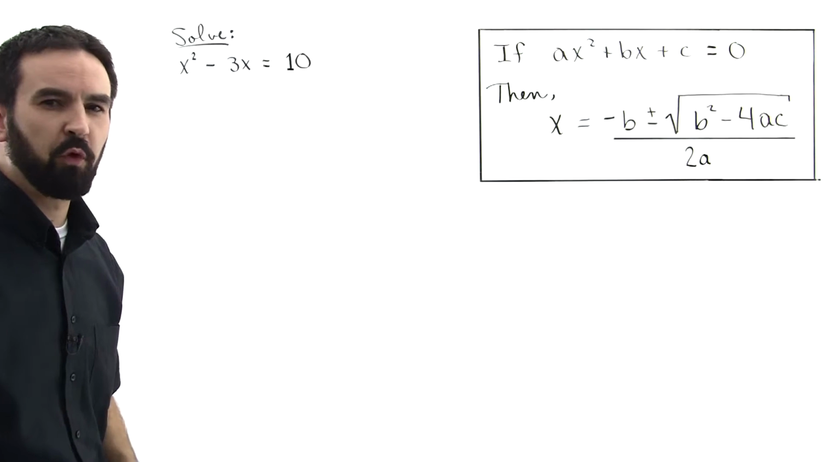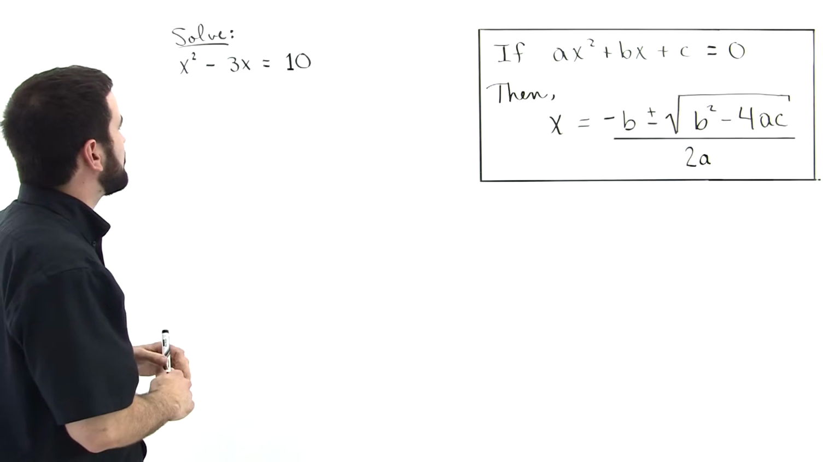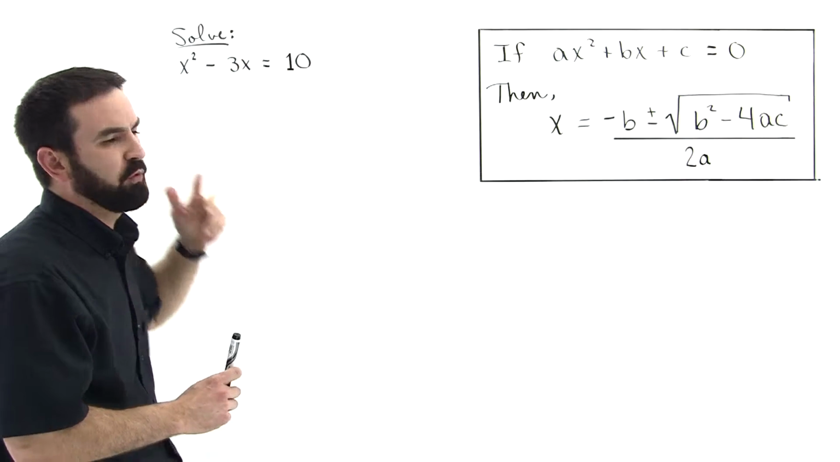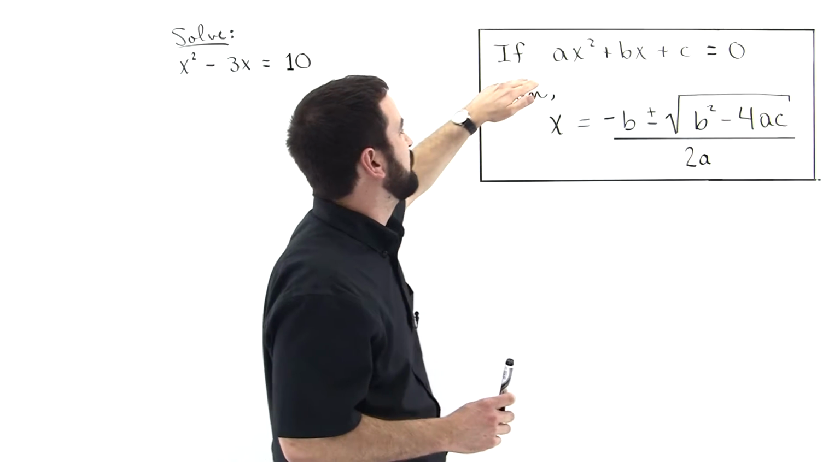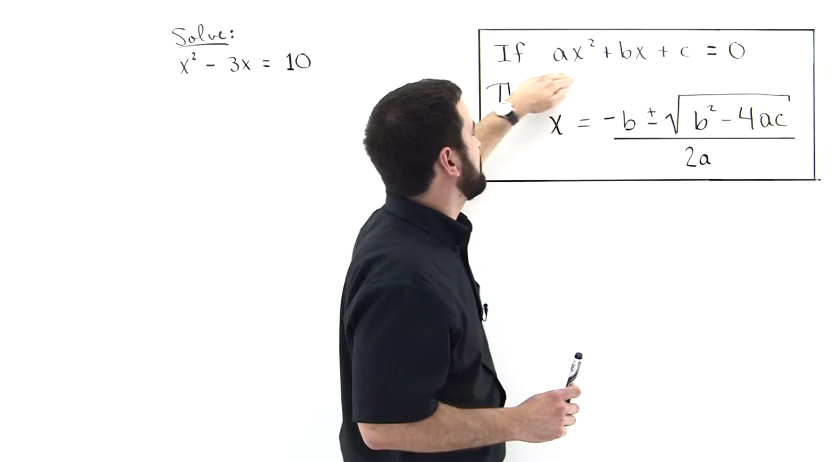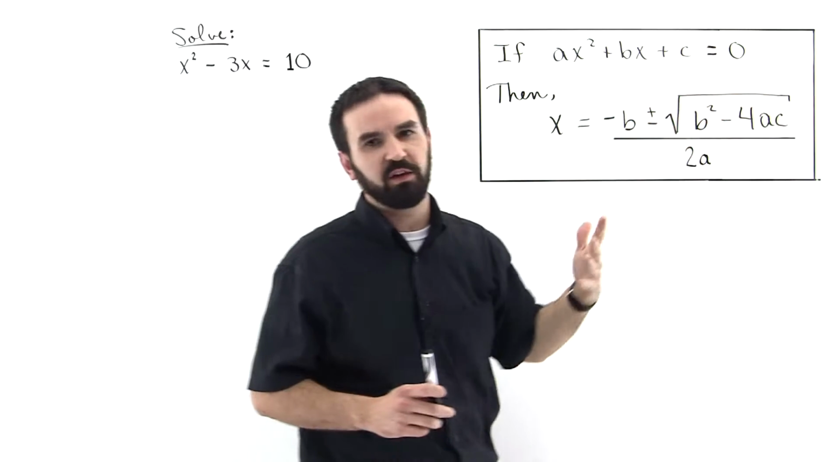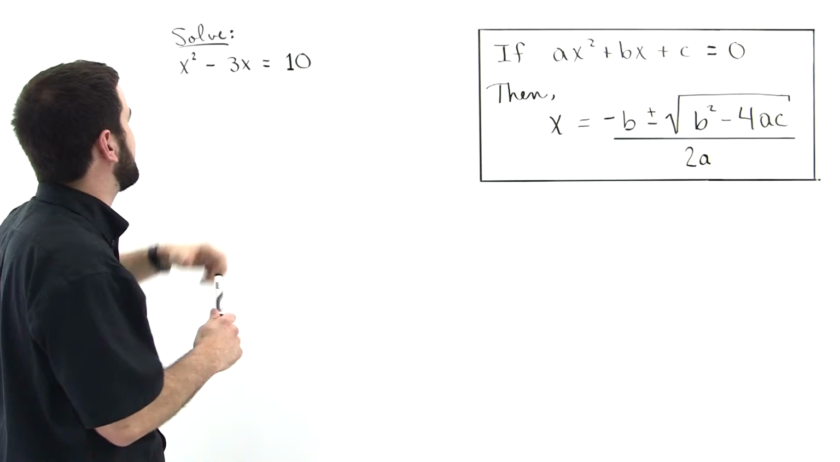Let's use the quadratic formula to solve this equation. So the first thing we're going to do is to bring the 10 over to this side, because the quadratic formula is derived for a situation where this quadratic quantity is equal to 0. So you have to have your quantity equal to 0. So the first thing we'll do is bring this 10 over.